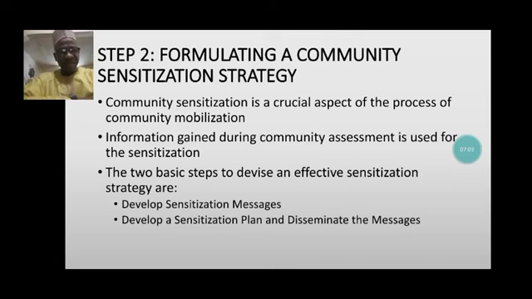Step 2 is formulating a community sensitization strategy, which is very important. The people have to be aware of what CMAM is all about. Community sensitization is a crucial aspect of the process of community mobilization. Information gained during community assessment is used for the sensitization. The 2 basic steps to devise an effective sensitization are, 1, to develop sensitization messages and 2, to develop a sensitization plan and disseminate such messages.